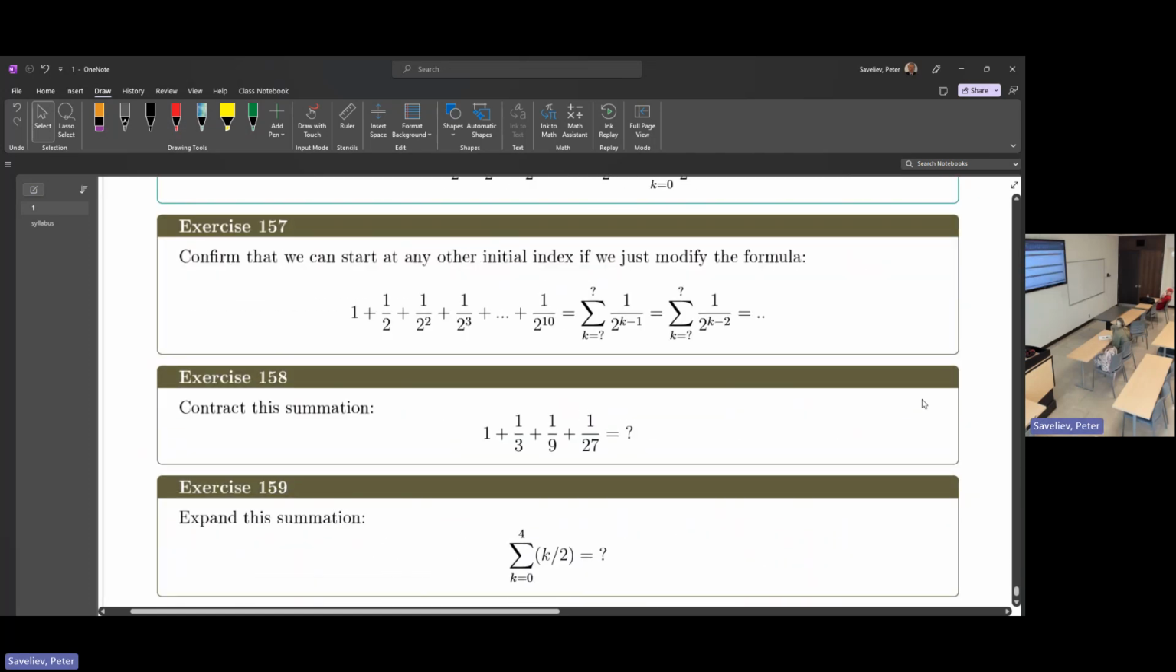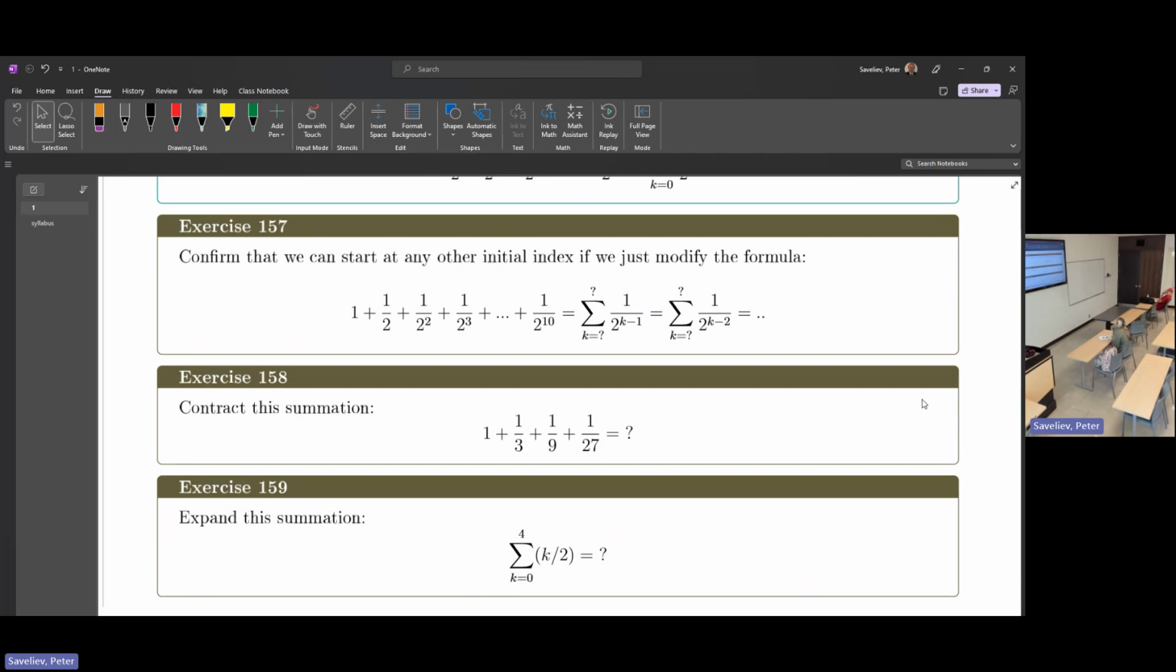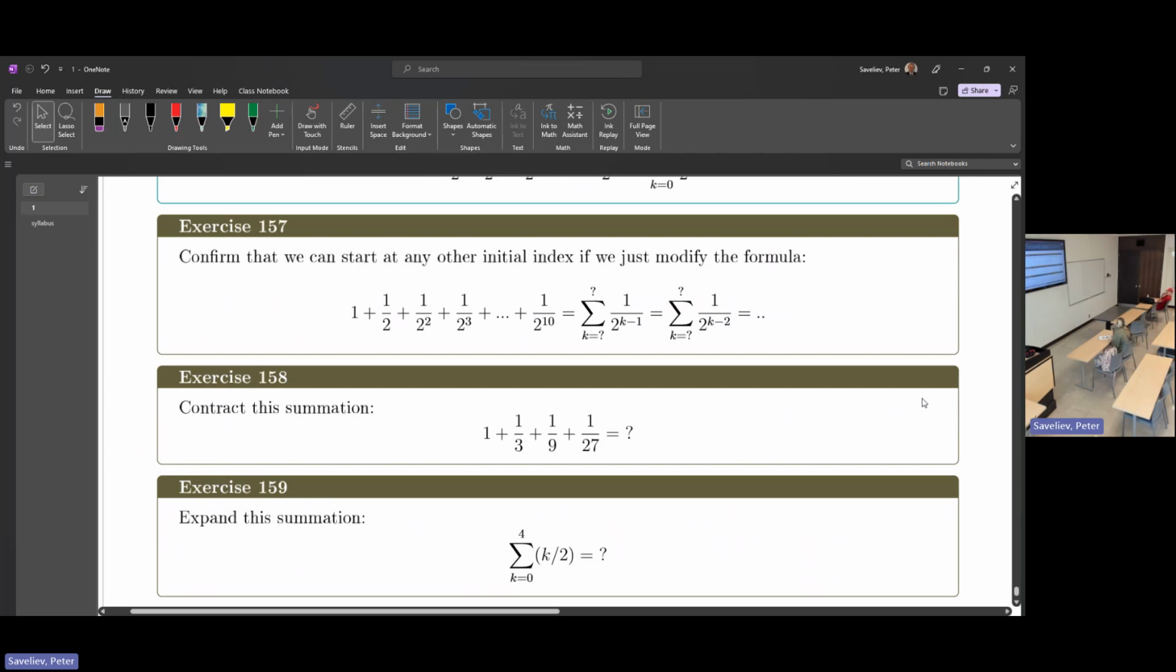If you aren't comfortable with the sigma notation, then a couple of exercises would probably be helpful.